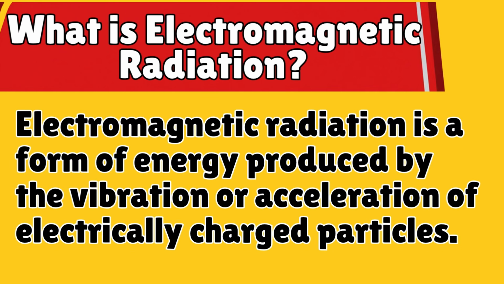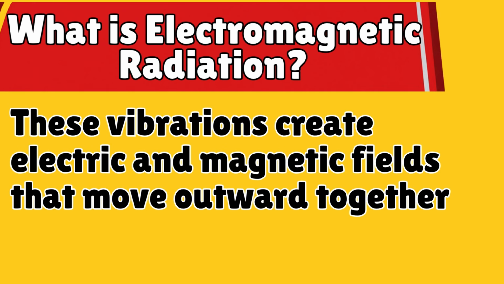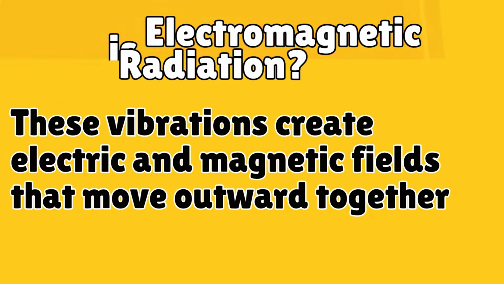So what is electromagnetic radiation? Electromagnetic radiation is a form of energy produced by the vibration or acceleration of electrically charged particles. These vibrations create electric and magnetic fields that move outward together. It is called electromagnetic because it is a combination of electric and magnetic fields.